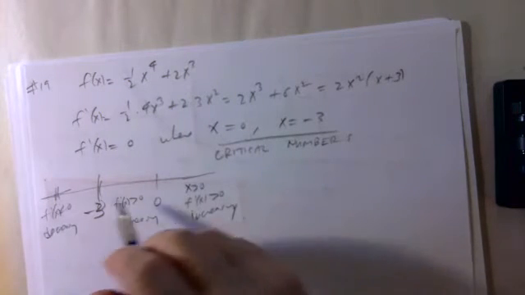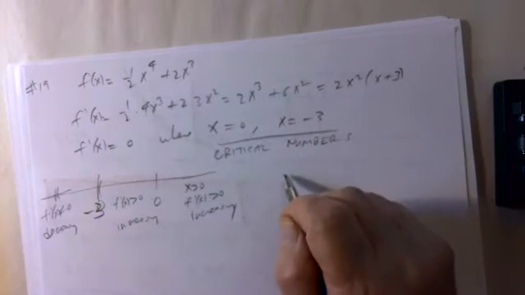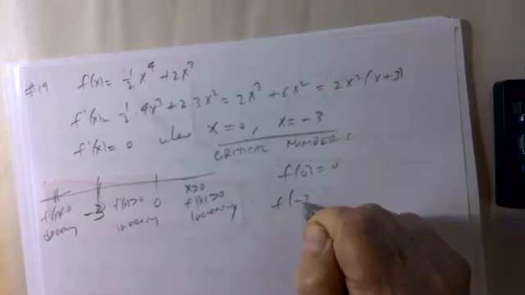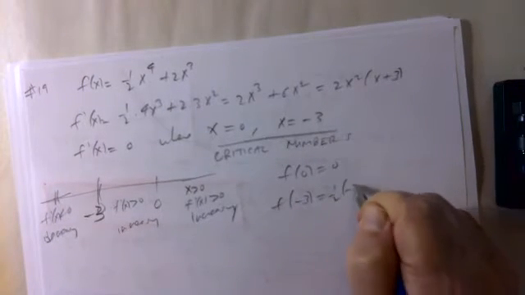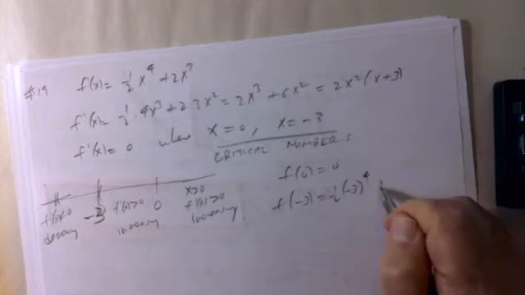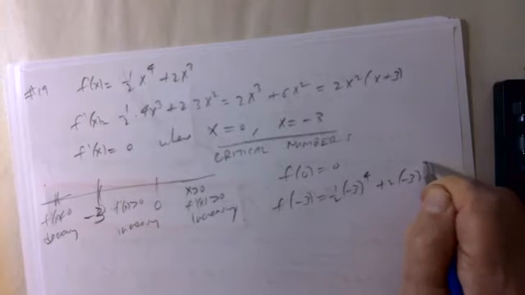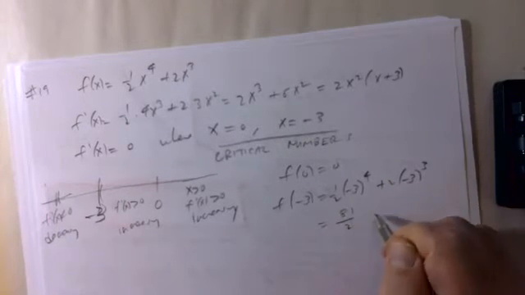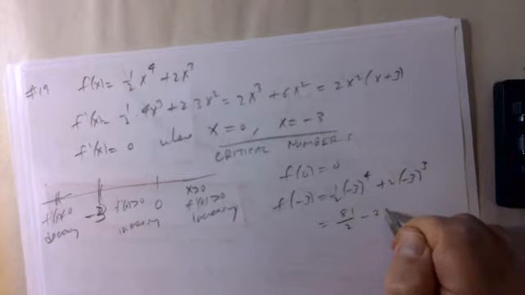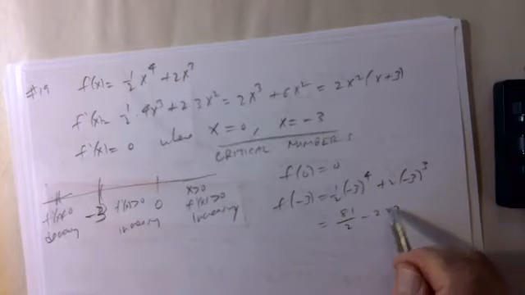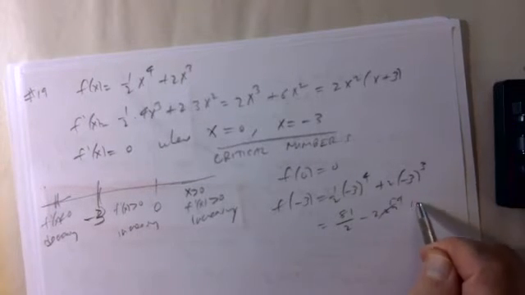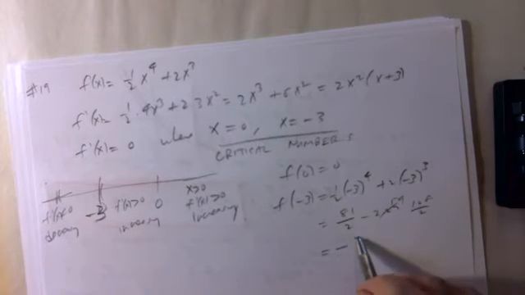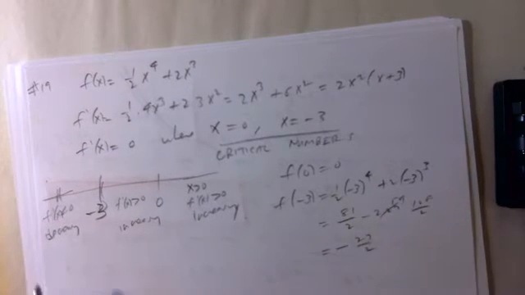Let's see, what is the value of the function at these points? f of 0 is equal to 0. f of -3 is a half times -3 to the 4th plus 2 times -3 cubed. This is equal to 81 over 2 minus 2 times 27, which is 54, which is 108 over 2. So it looks like this is minus 27 halves.